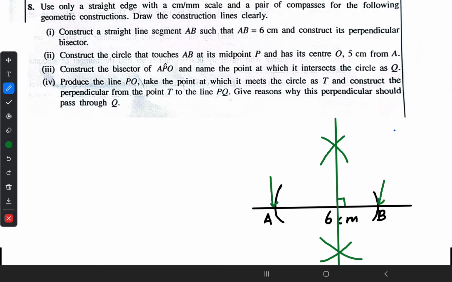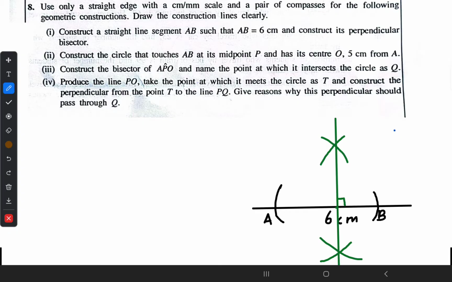That means perpendicular and it bisects the total length into two equal portions. That means from A to this point in between here is 3 centimeter, and from here to B also exactly 3 centimeters. The next one, construct the circle that touches AB at its midpoint P and has the center O 5 centimeter from A. Okay.